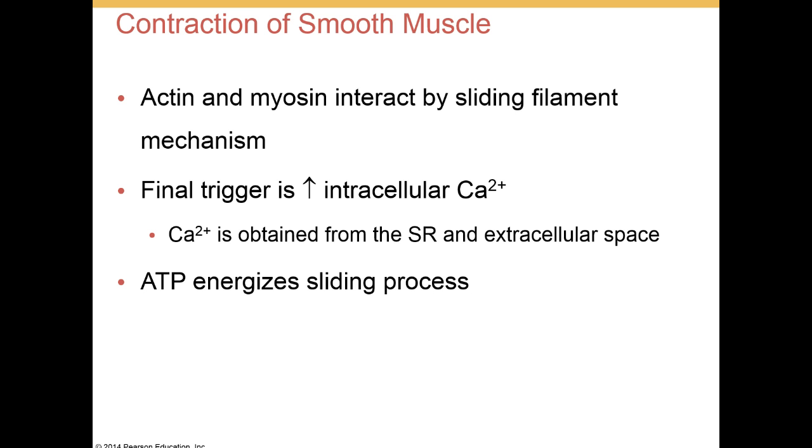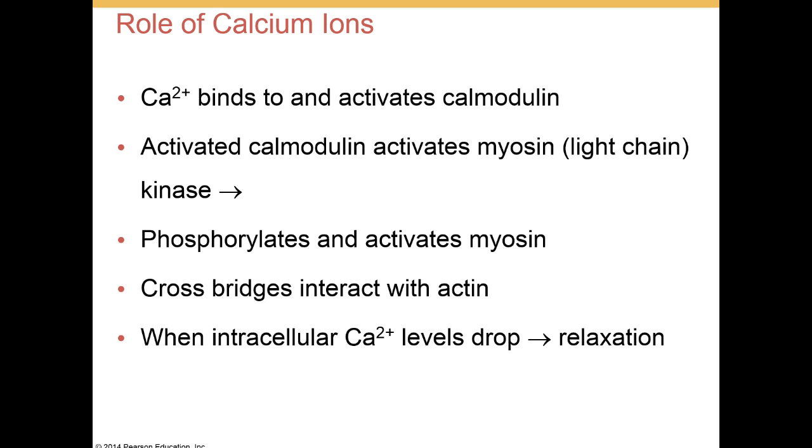In this case, you're going to get a little bit of calcium coming from sarcoplasmic reticulum, so there still is sarcoplasmic reticulum, but the vast majority of the calcium is going to come from outside of the cell, from the extracellular fluid. In skeletal muscle, almost 100% of the calcium comes from the sarcoplasmic reticulum, and just like in skeletal muscle, ATP is the energizing process, but we're going to see a little difference in how the ATP is used.